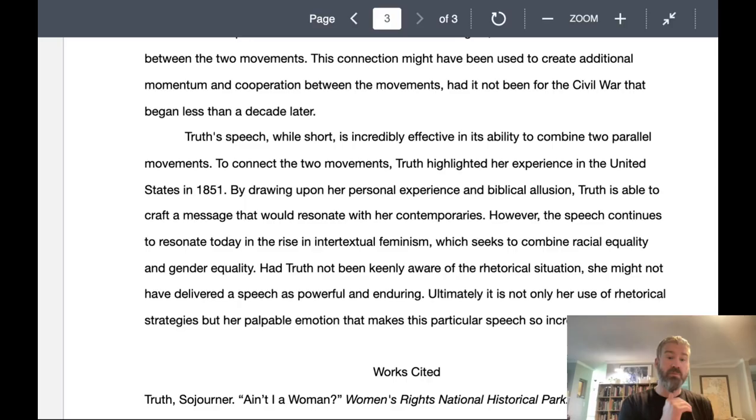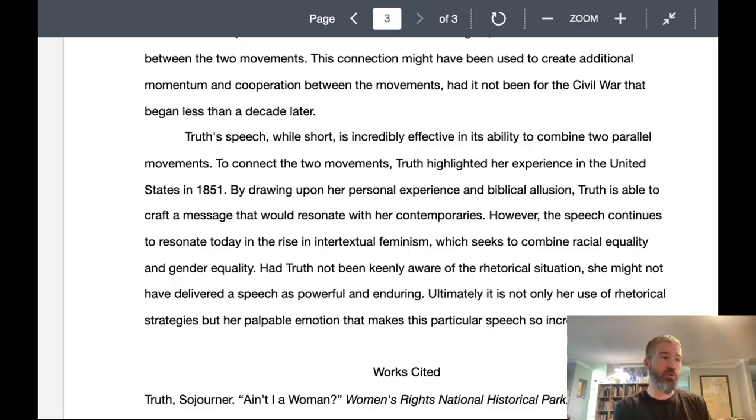So I think by really pointing out, hey, here are the things that I talked about in the three paragraphs. I talked about Truth's personal experience. I talked about biblical allusion. I talked about rhetorical questions. All of this she was using because she was talking to an audience who was somewhat sympathetic, but not entirely sympathetic, right? So she wasn't talking to a bunch of people who were already on board, thinking, yeah, let's do this. Let's combine the two movements.